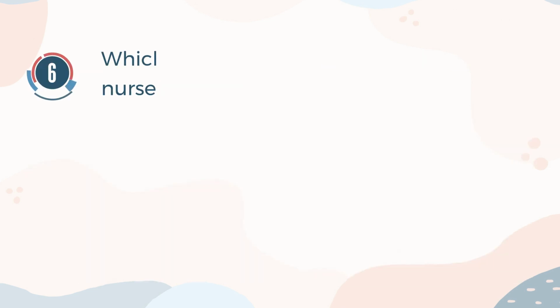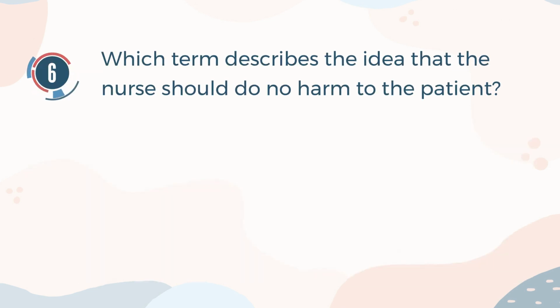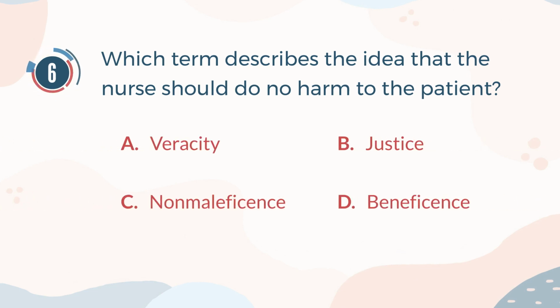Number 6. Which term describes the idea that the nurse should do no harm to the patient? A. Veracity. B. Justice. C. Non-maleficence. D. Beneficence.